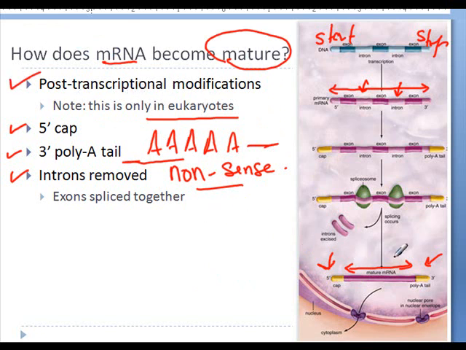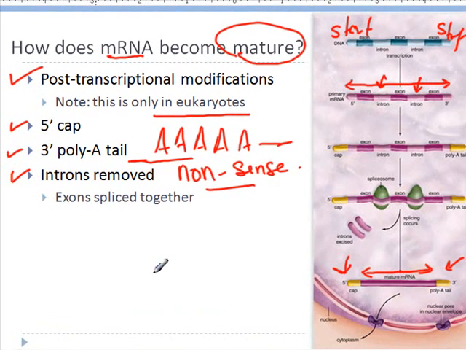Now, once the mRNA has had its introns removed, has its 5' cap, and has a poly A tail, it's ready to leave the nucleus through the nuclear pores and go into the cytoplasm. And what happens in the cytoplasm? That's part 2 of this process, which is translation, which we will learn in the next video in series 14.